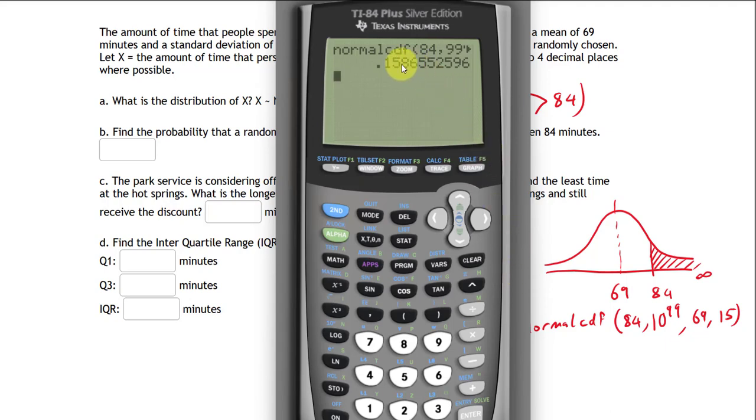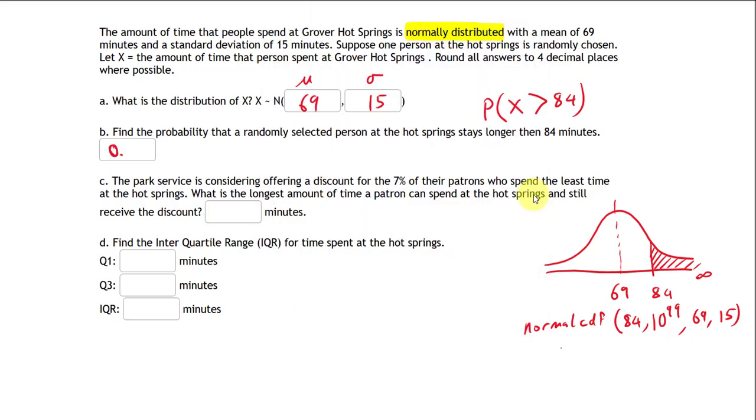0.1587. Let's round it, the 6 to 7, because the 5 is equal to 5 here. So we have 0.1587 to 4 decimal places, or this is a 15.87% chance.